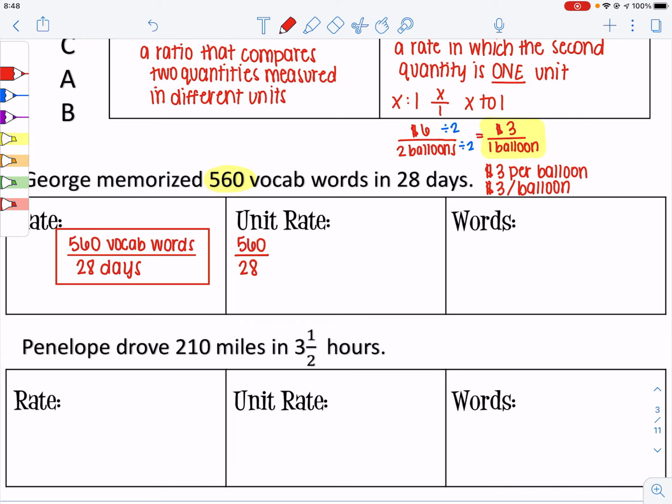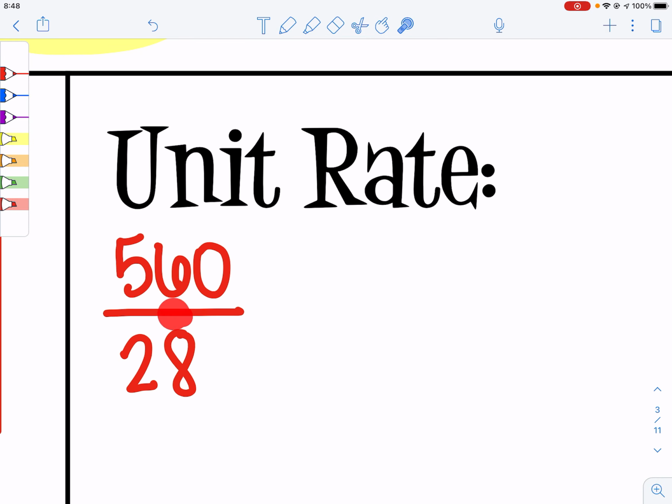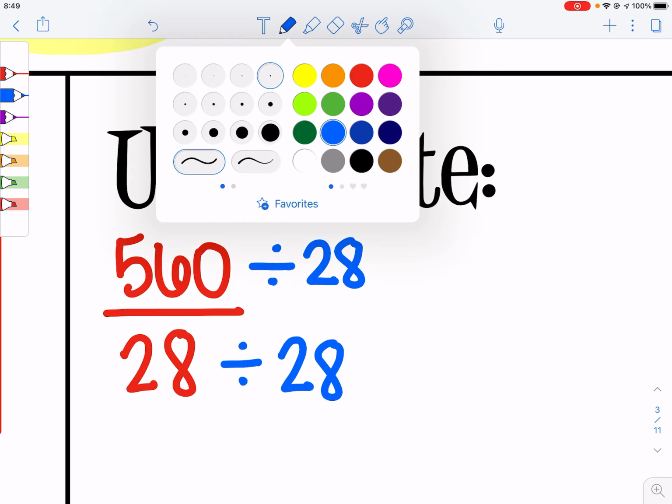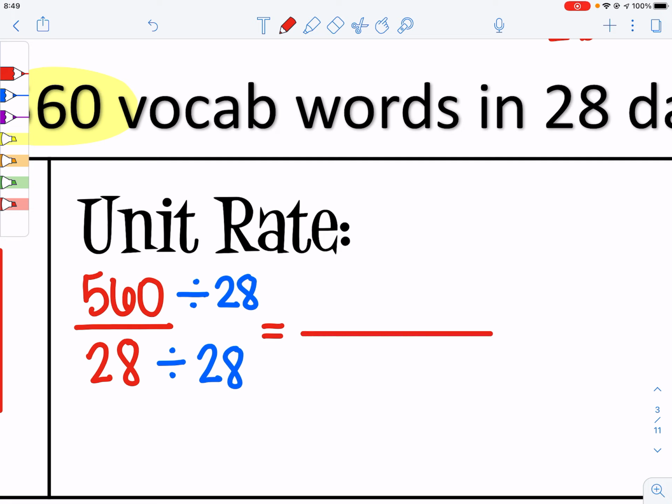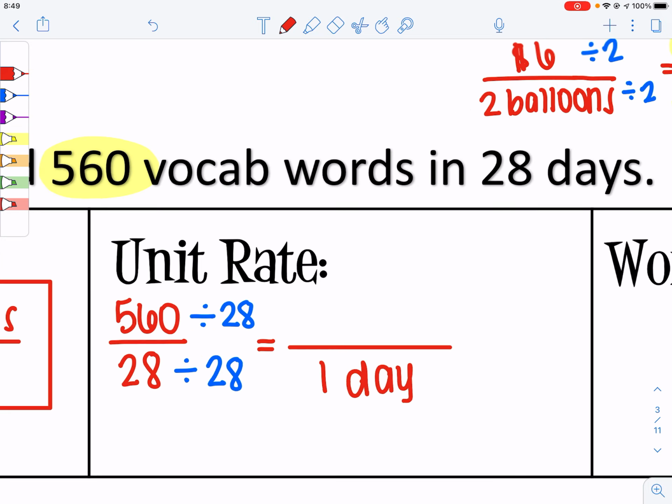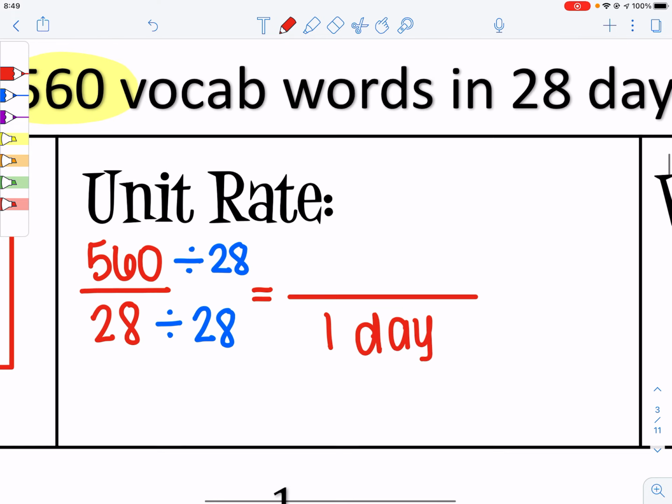Okay, if I want this bottom number right here to be 1, you have to think, what could you divide 28 by in order to get it to be 1? Well, I know that 28 divided by 28 is going to give me 1, so then I have to divide the top by 28. My whole point of doing that is so this bottom number could be 1, and we're talking about 1 day.